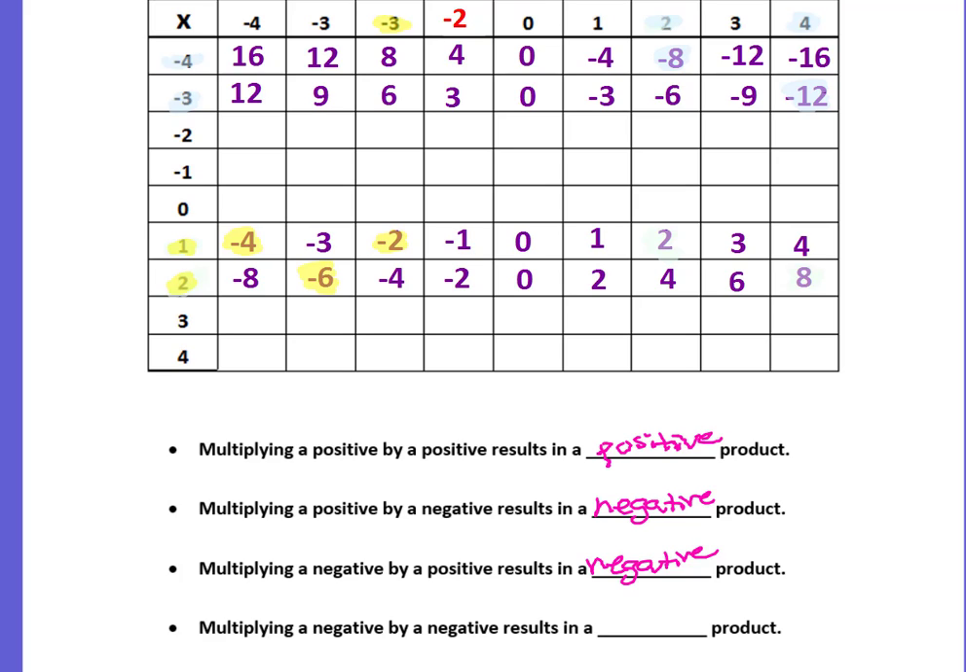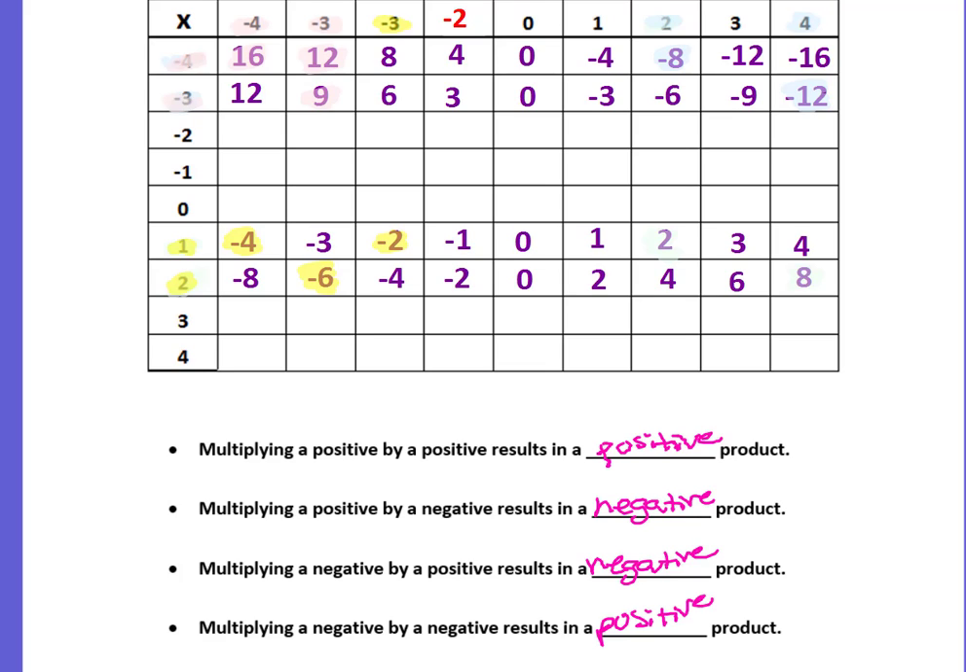And the last one, multiplying a negative times a negative. Okay, let's look. Let's go with negative 4 and multiply that by negative 4. It gives us a positive 16. What about negative 4 times negative 3? It gives us a positive 12. What about negative 3 times negative 3? It gives us a positive 9. So each time when we multiply a negative by a negative, we get a positive product.